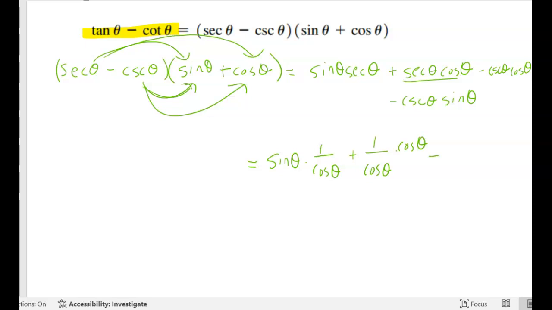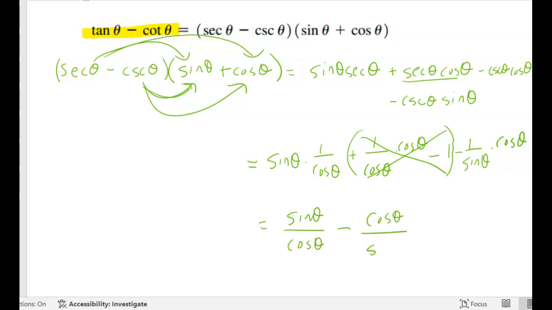And the same thing happens here. So I'll skip this step. That's 1 over sine, and that's sine. So that's going to be 1 over sine times sine is equal to 1. So I'm just going to do that one now. And then cosecant is 1 over sine times cosine theta. Okay, so this is 1 minus 1, so that's 0. So those are gone. And then I have sine theta times 1 over cosine theta minus cosine theta over sine theta. And that's tangent theta minus cotangent theta.